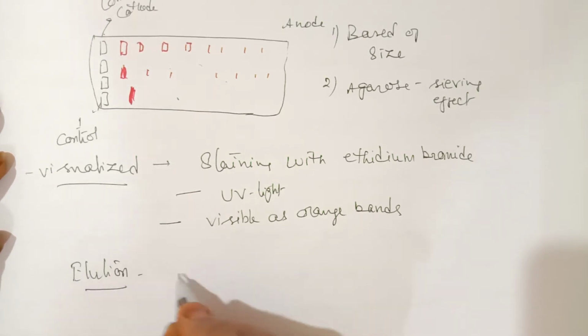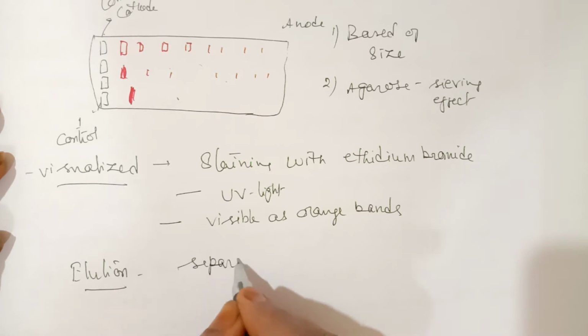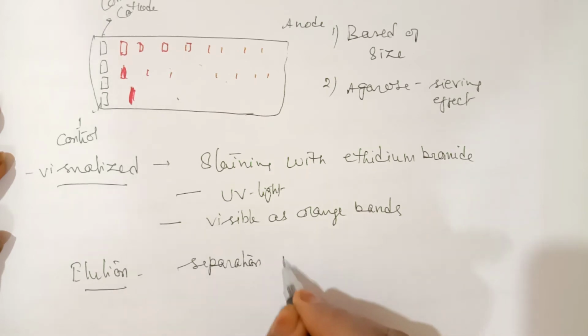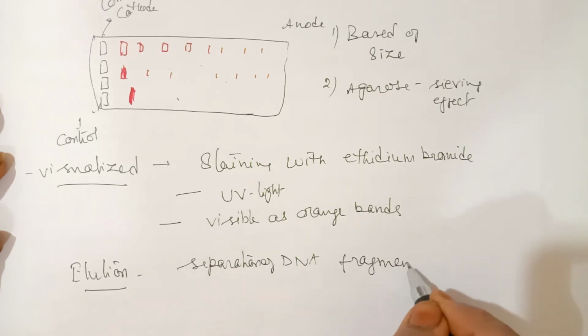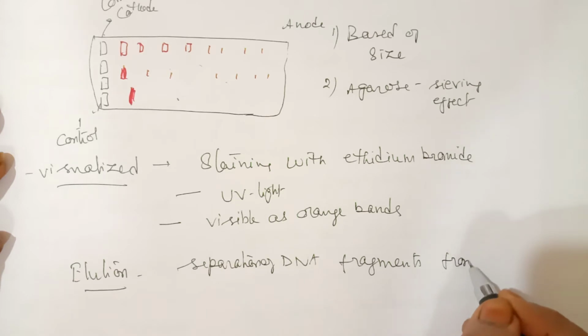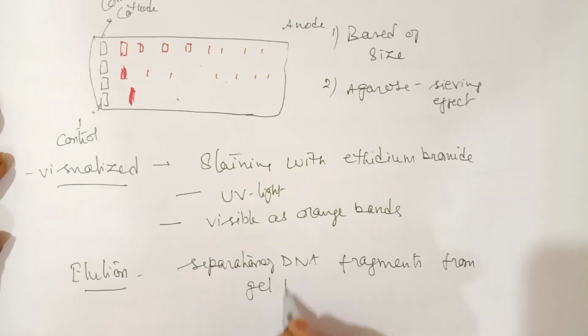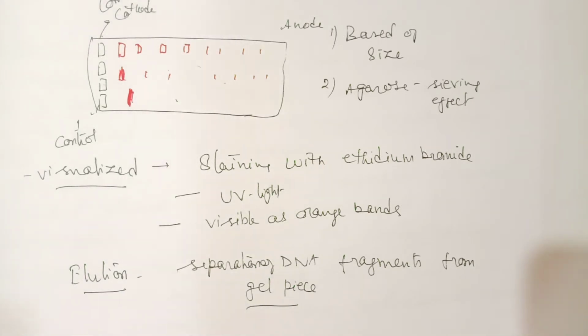So what is elution? Separation of DNA fragments from gel piece. From each gel piece, a DNA fragment can be separated. And these separated fragments can now be introduced into a vector. So now let us see what happens.